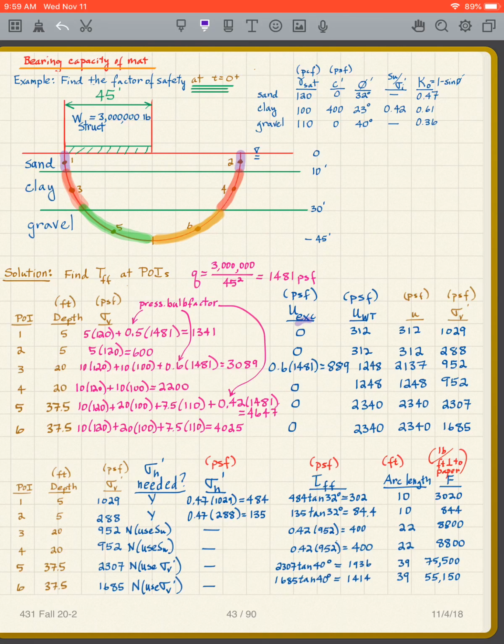For the sands and gravels, it's going to be 0, because there is no U excess in those. Underneath the structure at point 3, I get a U excess due to the weight of the structure. So the pressure bulb factor is going to go in here, and so we get our U excess.